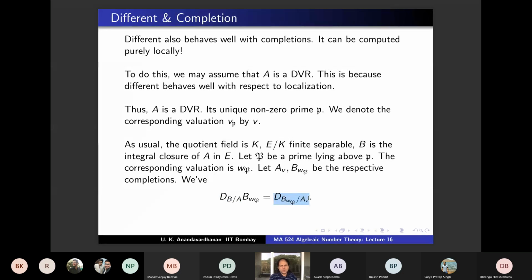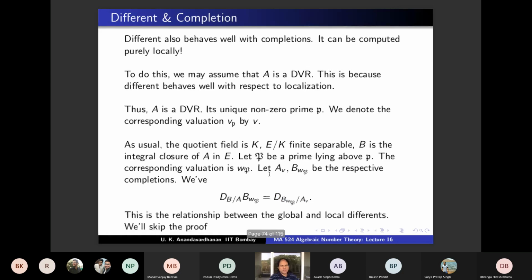Okay, this is more like chapter 1 and this is more like chapter 2 of Lang. But these two are nicely related. The global different multiplied by the local ring is the local different. This requires a proof, which we will skip for the time being, if we have time remaining, which I doubt because we want to do other things. You can read it if you are interested. The proof is there in Lang.